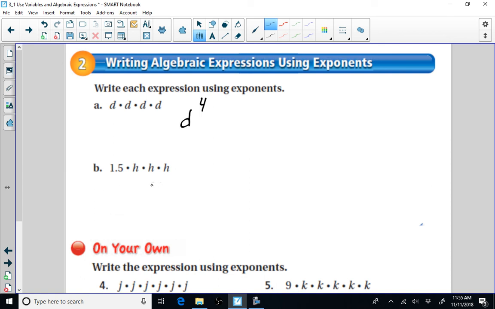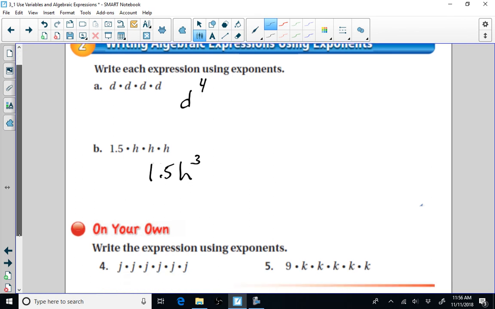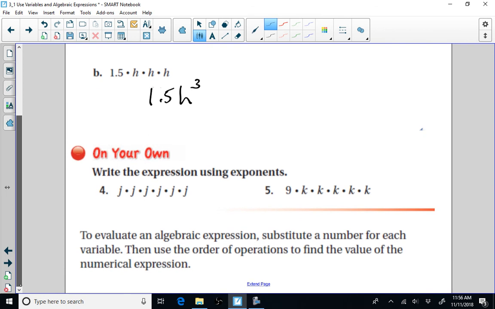If I look here, I have 1.5 times h, but h is being used as a factor 3 times. So if I'm using exponents to write that expression, h is the base, 3 is the exponent. So it'd be 1.5 times h to the third power. If I look at the on your own problems, I have j times j times j times j times j times j. J is going to be your base number, or your base. J is being used as a factor 6 times. So j to the 6th power, or j to the power of 6.